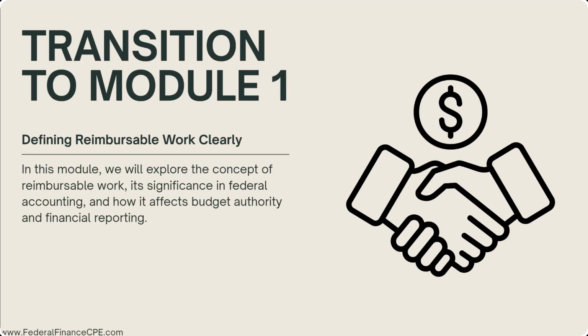Now I've covered what I want to cover in our course, and we're going to transition into our next module, which is going to define reimbursable work clearly. We're going to have a working definition of what it is. We're going to go into the significance in this federal accounting, some of the issues we need to be aware of, and we'll learn how it affects budget authority and overall financial reporting.